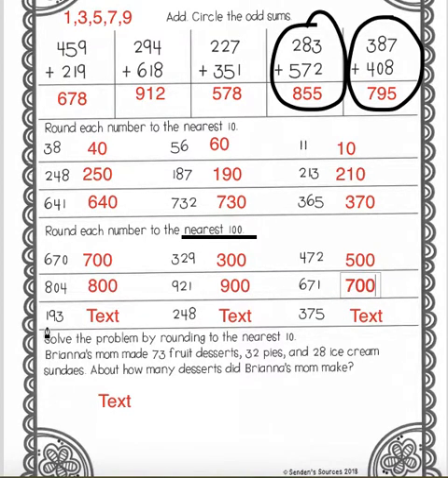193, we have a 1 in the hundreds place. We have a 9 to the right of it. This is greater than 5, so we will add 1 here. This will round to 200. 248, we have a 2 in the hundreds place. We have a 4 to the right of it. This is less than 5, so this 2 will stay the same. This will round down to 200.